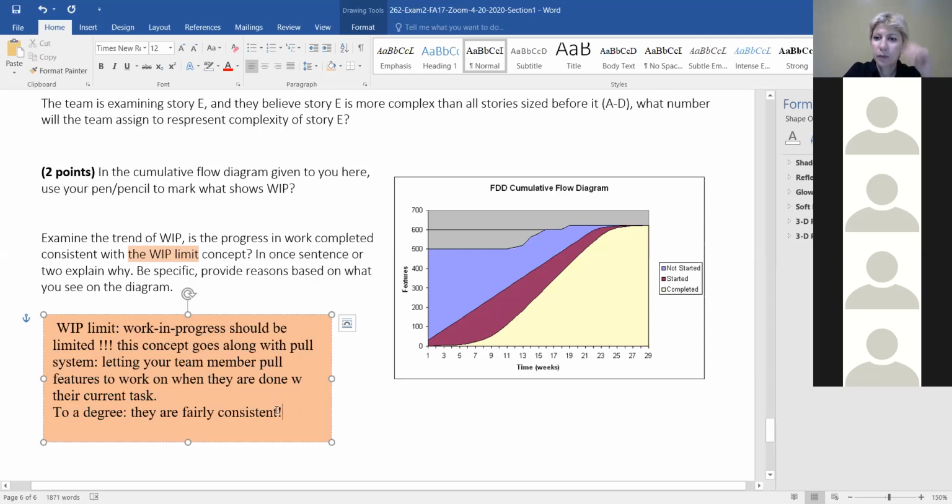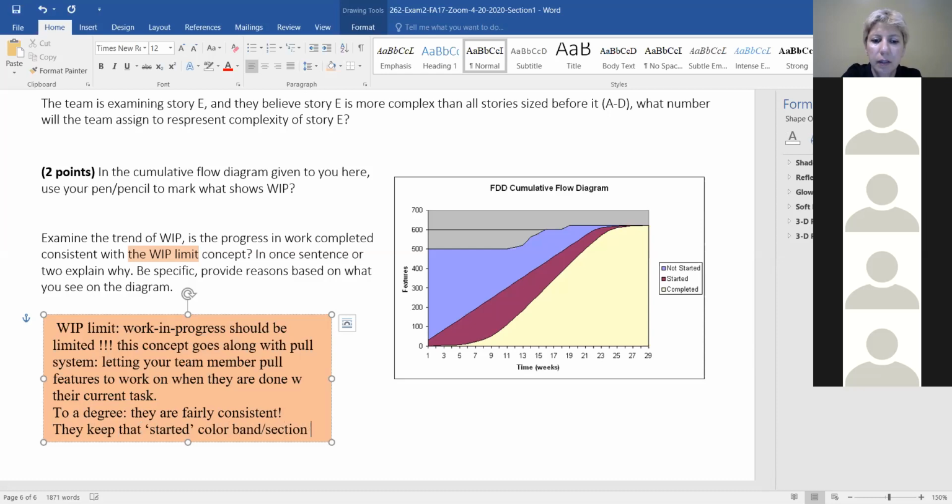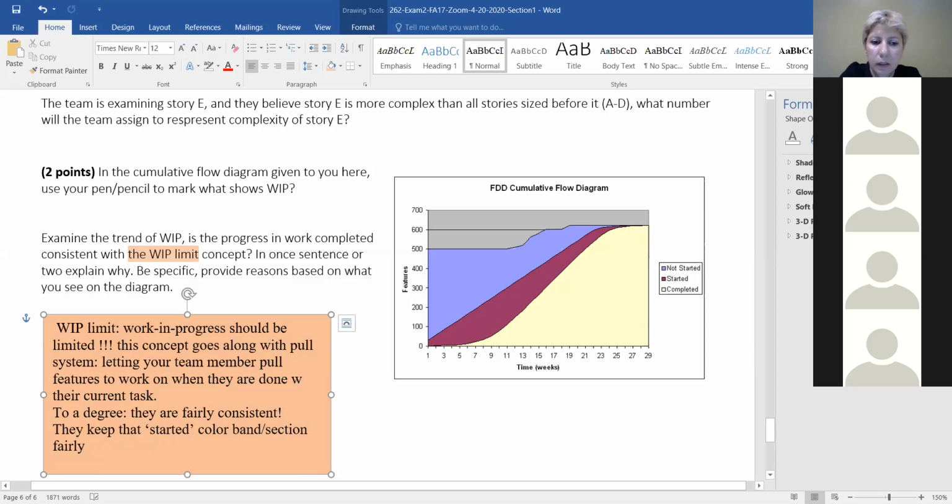Can you explain that again, Nick R? Explain why it is. So basically, as they start their work, they bow out a little bit at the beginning and take a little too much work, but they take an amount of work, and every time they complete a task and move it to the completed section, they pull more of the not started in to keep that started section roughly equal throughout the entire project. That started color band or section fairly under control, or however you want to describe it.